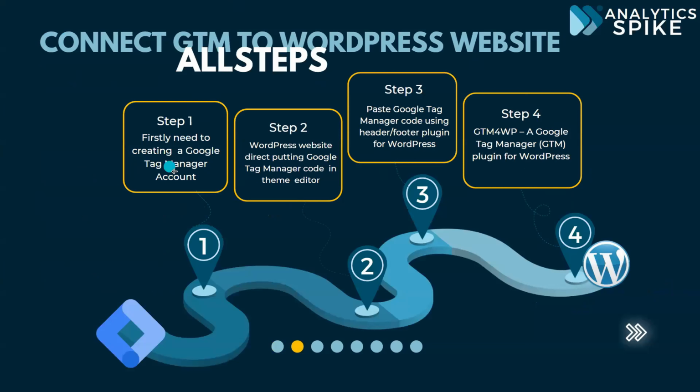All steps. First step, firstly we need to create a Google Tag Manager account. Second step, for a WordPress website, directly put Google Tag Manager in the theme by the theme editor. Third step, paste Google Tag Manager code using a header or footer plugin for WordPress. Step 4, GTM for WP, a Google Tag Manager GTM plugin for WordPress. I will use these steps.